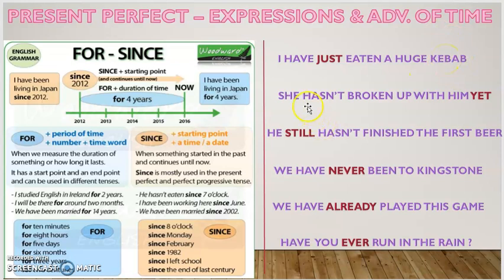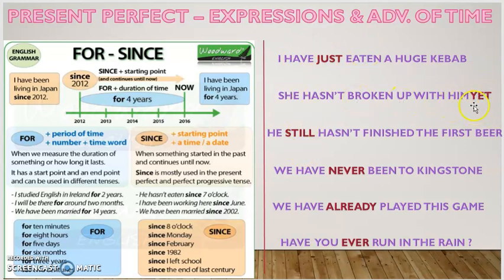Okay, the other example is, she hasn't broken up with him yet. So remember that yet is used for negative sentences in present perfect, and we use it at the end. With difference, with just we use it between have and the verb, right? So, ella no ha terminado con él aún.